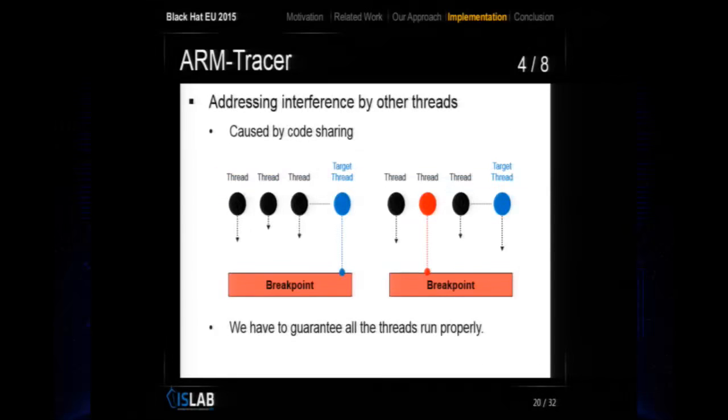In addition, we have to address the interference by other threads. Since every thread shares the code section, other threads also hit the breakpoint that is set only for the target thread. So we have to carefully handle the signals caused by breakpoints to guarantee all the threads run properly. Otherwise, we may lose control of the target.